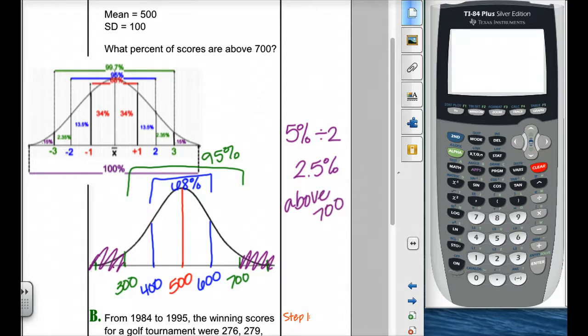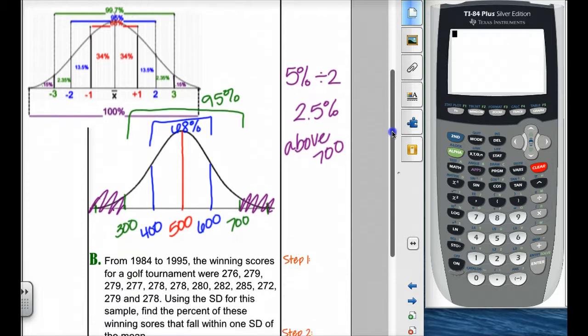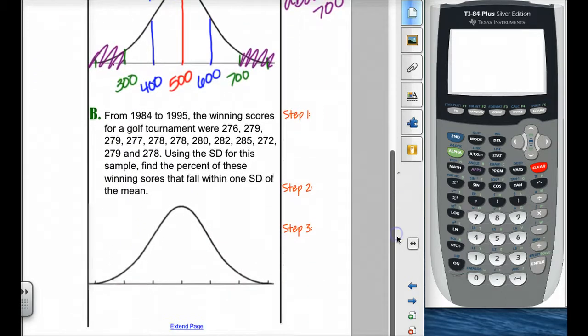So now that we have this general idea of how this works, let's take a look at this problem. Now some of you are going, oh my gosh, standard deviation, haven't calculated it. What we're going to do here is we've got from 1984 to 1995, yep, all different information. We got winning scores from a golf tournament, which if you think of this like the Masters, it's over the course of 4 days, so that's why these scores look so high. And we're going to use the standard deviation in this sample and find the percent of these winning scores that fall within 1 standard deviation of the mean. Because we know that 68%, if it's a normal curve, will fall within 1 standard deviation.